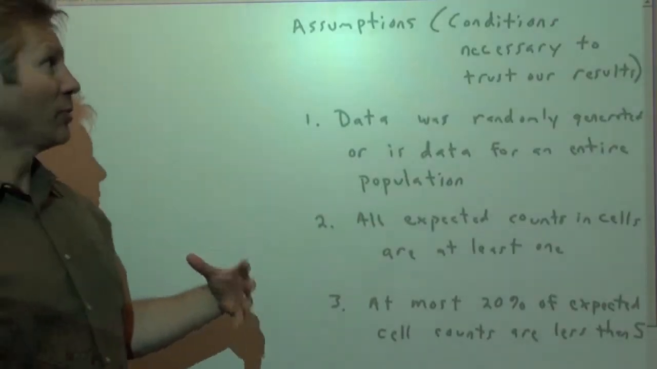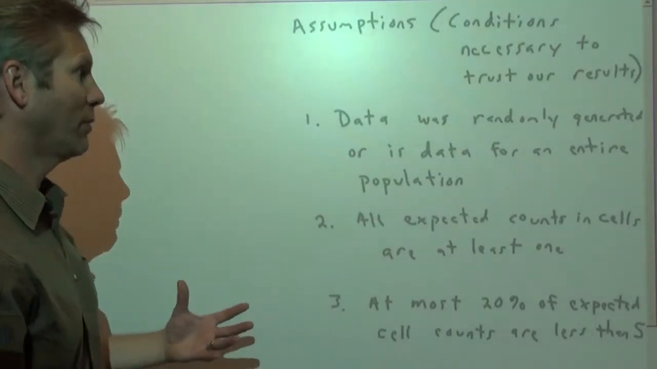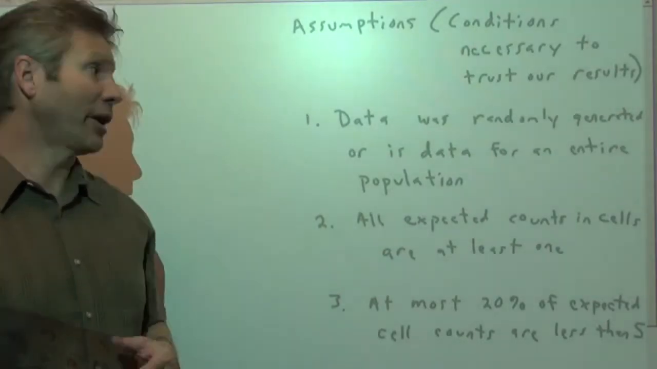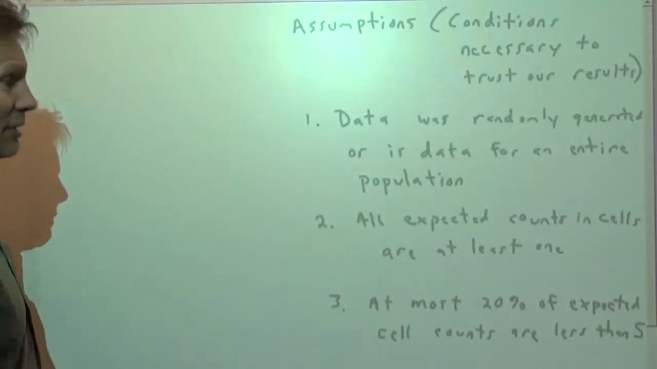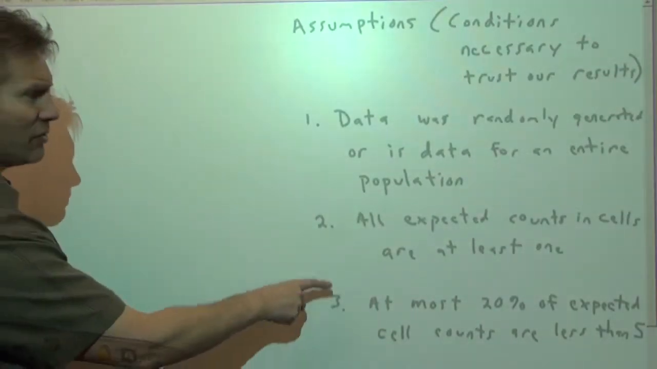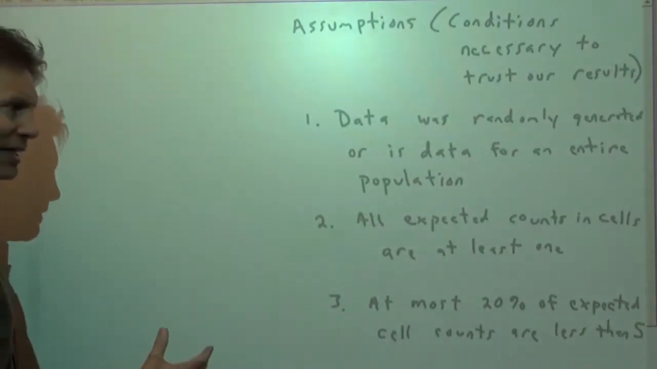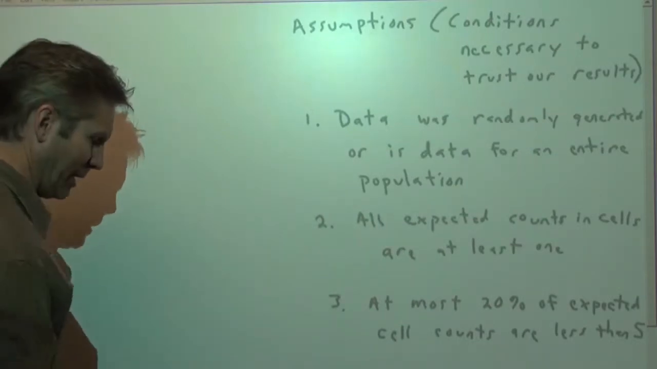The next step is we've got to address the assumptions, the conditions necessary to trust our results. The data, this time instead of the data just being randomly generated, we can actually use data from entire populations. So that's a little different from some of the other tests. And then these two deal with the expected counts. All the expected counts in the cells have to be at least one or more, and at most 20% of the expected counts can be less than 5.